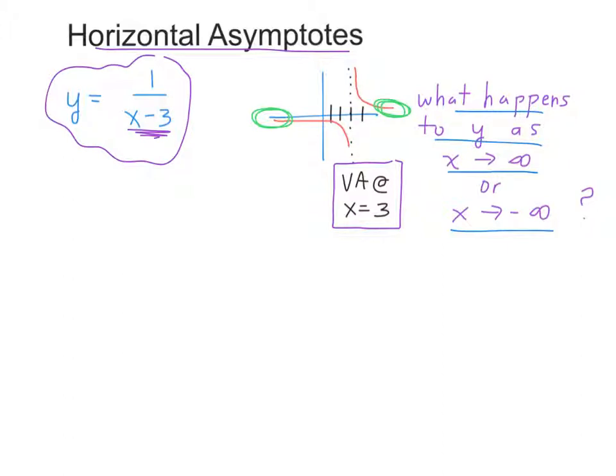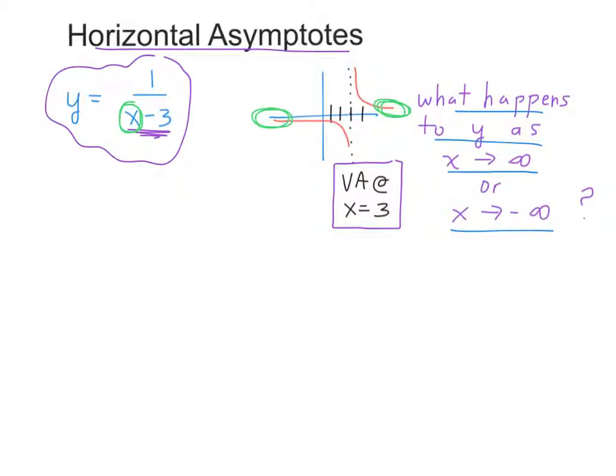Well, go back to your function for a moment. If we were to plug in 1,000,000 right here for x, we would have 1 divided by 1,000,000 minus 3. Well, that minus 3 is not really going to have much of an effect on things. So you basically just have 1 divided by 1,000,000. Think about 1 pizza divided by 1,000,000 people. Well, if you're lucky, you might get a tiny little crumb. So it's essentially 0. It's not exactly equal to 0, but it's pretty darn close to 0.